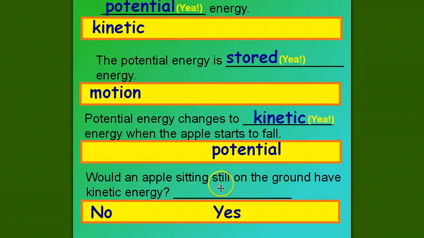Would an apple sitting still on the ground have kinetic energy? Yes or no? Good job. It's sitting still. That's position. Remember, P for potential, P for position. Let's move on.